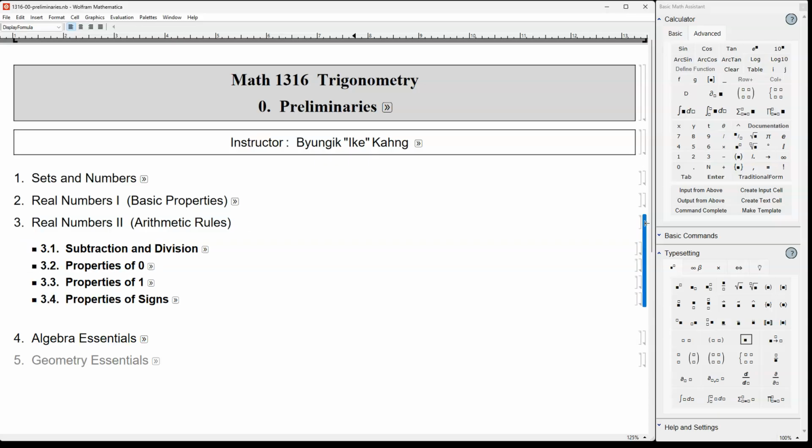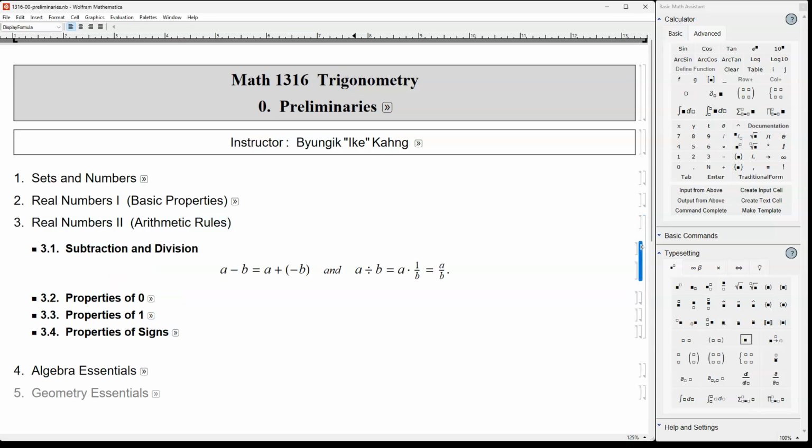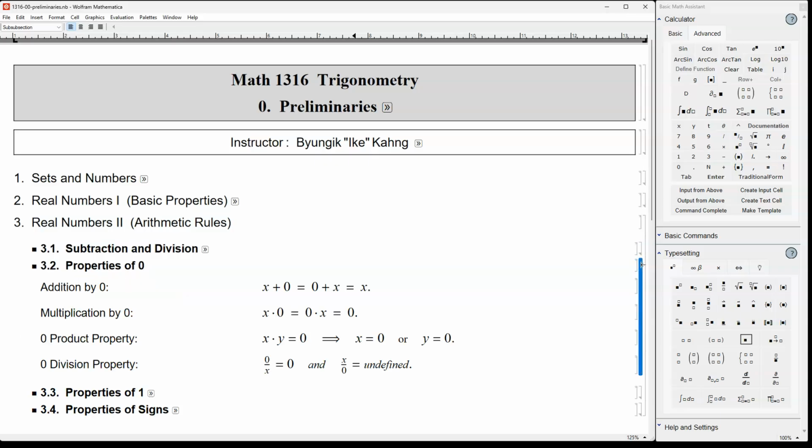Okay, next, some arithmetic rules. Subtraction and division are defined as the inverse operations of addition and multiplication, respectively. Alright, that's easy. Some properties of 0. Okay, something over 0 is undefined, remember that.